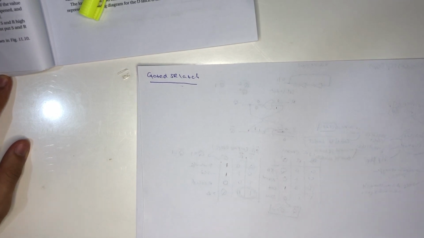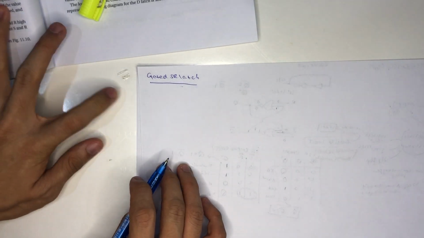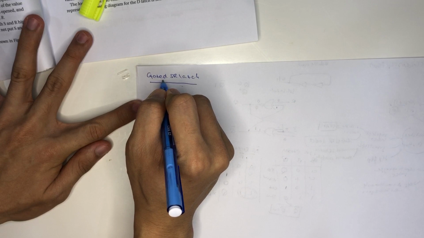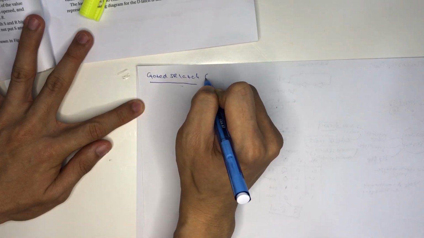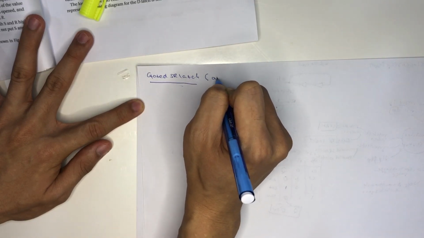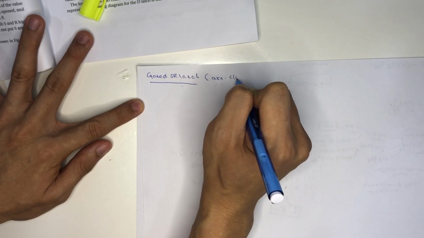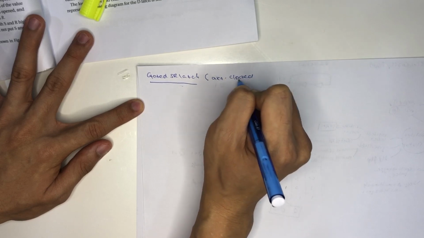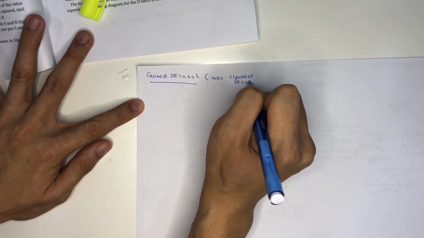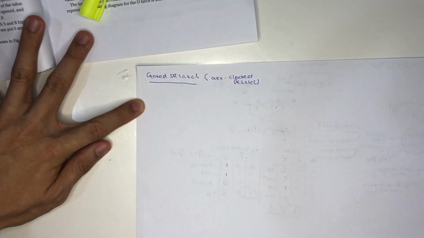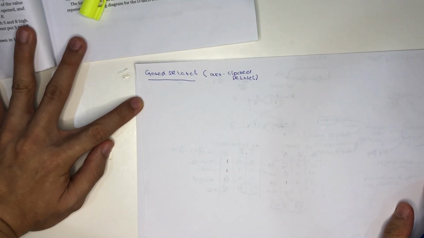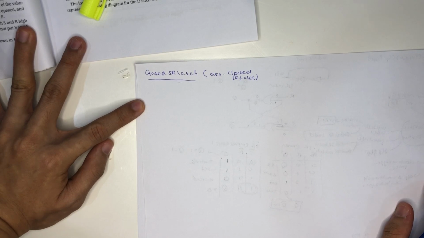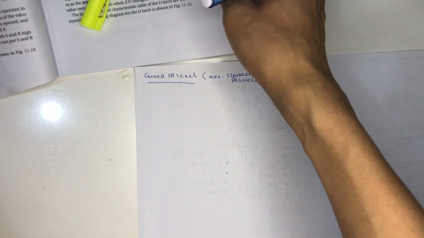The gated SR latch, or clock latch. The name is gated SR latch or clock SR latch, with two AND gates added to enable or disable. So we will use AND gates to enable or disable the S and R inputs, as you can see from here.